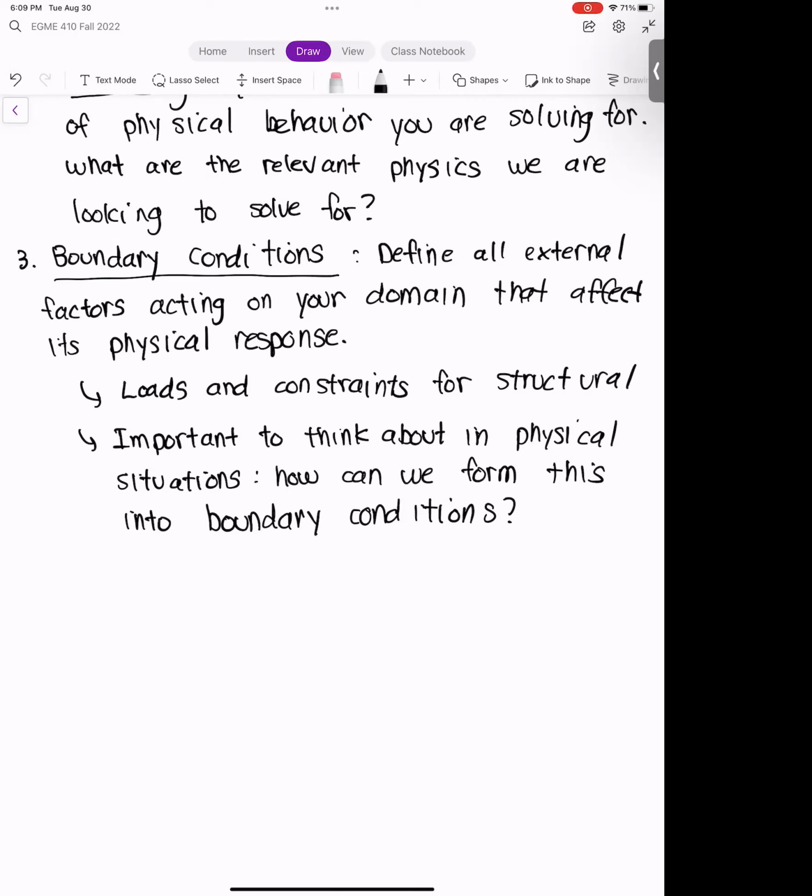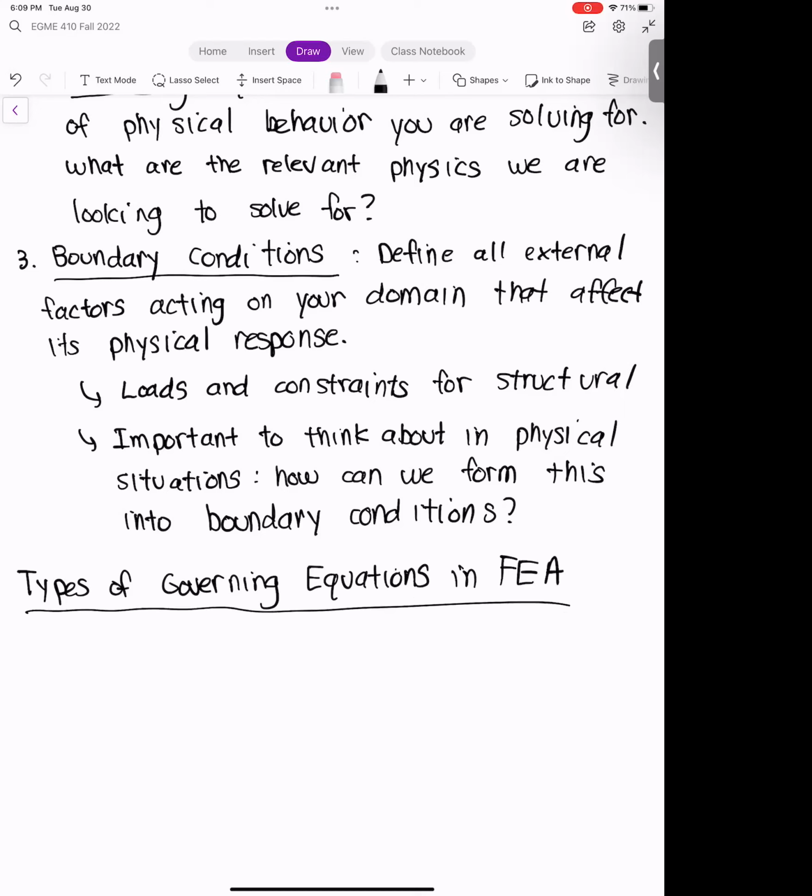Okay, and so the next thing I want to go over are some of the types of governing equations that you might see in FEA, or some of the more common ones. And by no means is this an exhaustive list, right? Even within ANSYS itself, there are probably a few dozen types of simulations that you can run. And so we'll go over 3 of them, and that's 3 out of maybe 50.